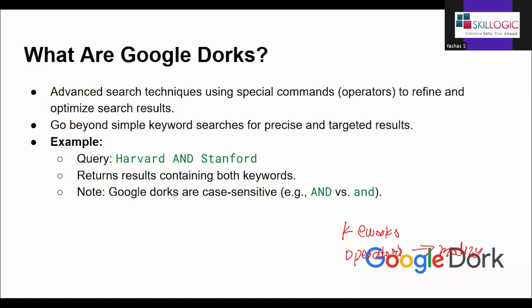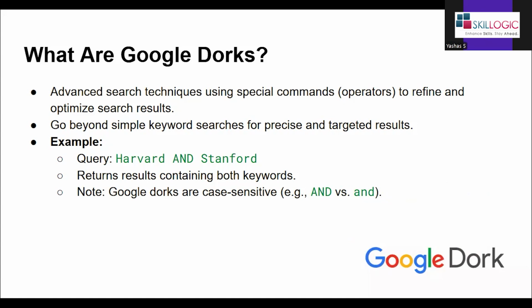For instance, if you're searching for information related to universities like Harvard and Stanford, you can use the keyword Harvard, the AND keyword, and Stanford in Google to return results containing both the words. Do remember that Google Dorking is case sensitive, so typing Harvard and Stanford would not generate the same results. This is one of the simple Dorking techniques. Many of the techniques are useful in their own way. Let's see some examples.